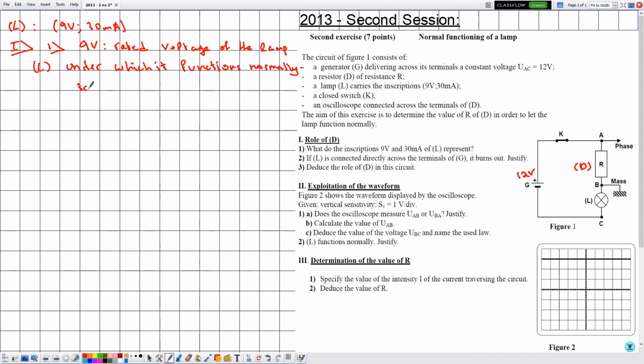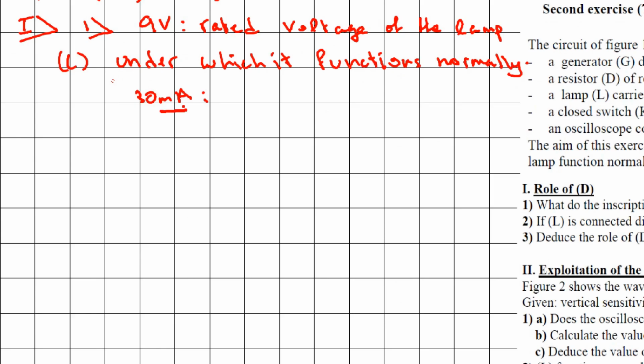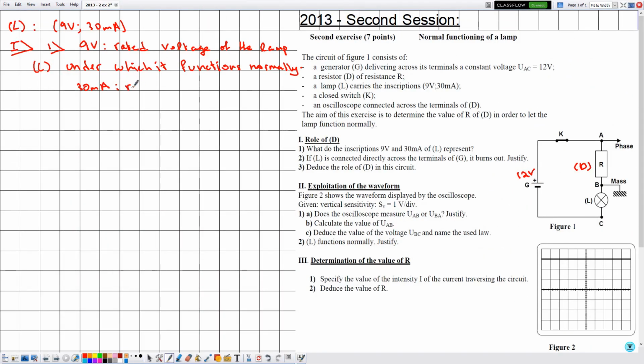And what about 30 milliamps? We know that milliamps is a unit of electric current, so it's the rated current of the lamp L, under which it functions normally.